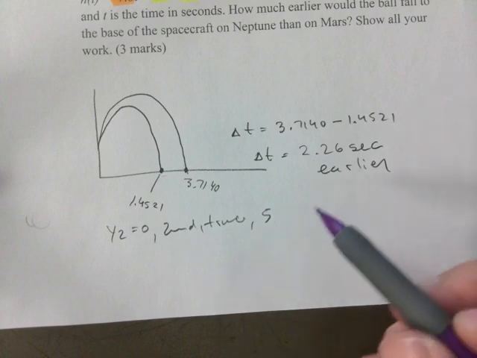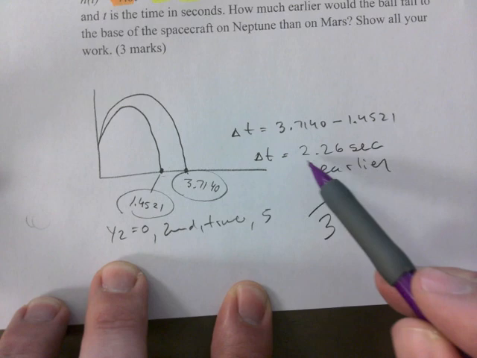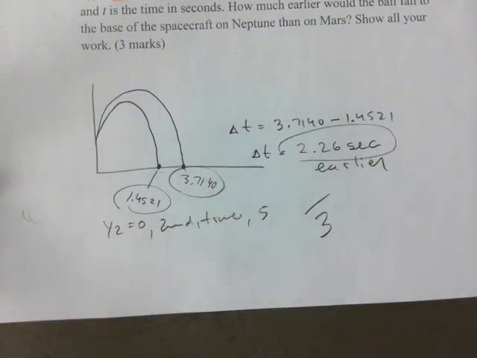So a question like this would have been 3 marks as well. One for this, one for that, and then one for finding the difference. You get to keep this one.